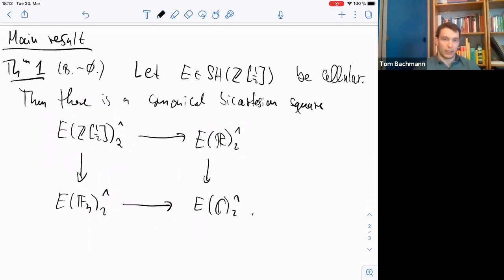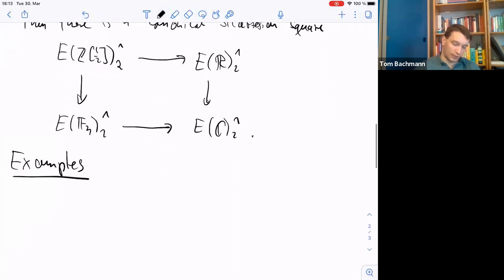Okay, so I hope that makes sense. Of course, this may not be as interesting as it sounds, because who knows what cellular motivic spectra are. So let me give you a few examples of E's which you can stick in there. There are various motivic spectra.